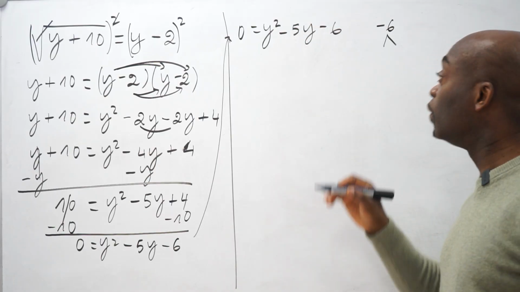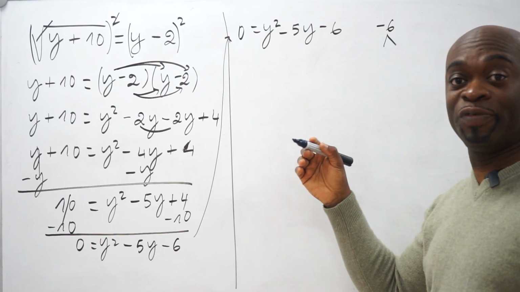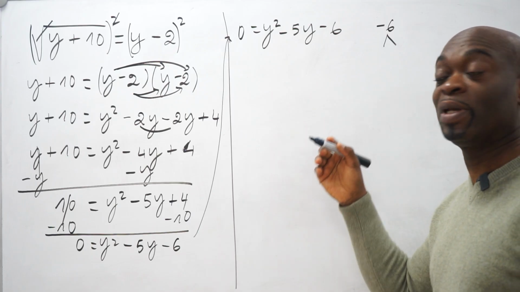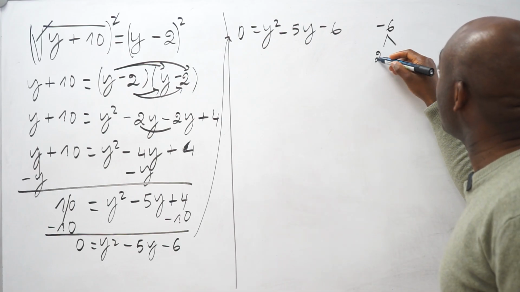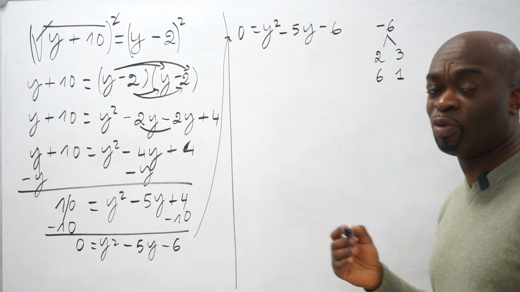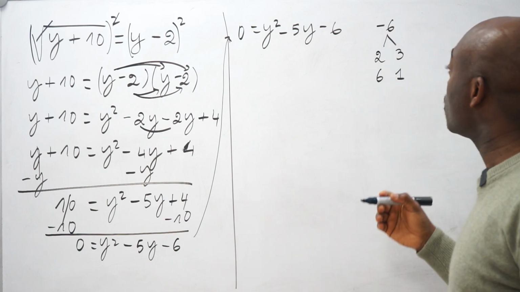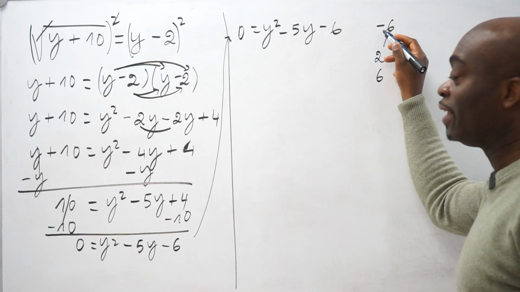All right? So forget about the sign for the moment. The first thing we have to find is the factors of 6. What are the 2 numbers that can multiply to give you 6? So we have 2 by 3. We have 6 times 1. Right? So we can stop here. Okay? So now the next question is, we're looking for 2 numbers. When you multiply them, you get negative 6.